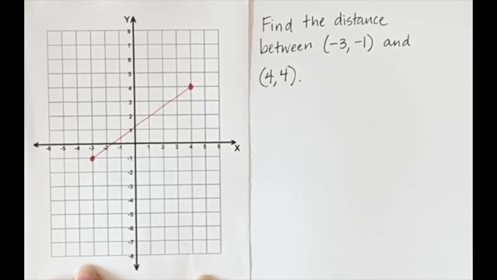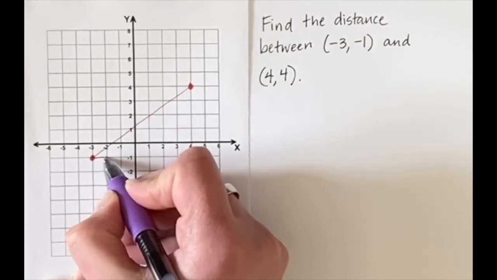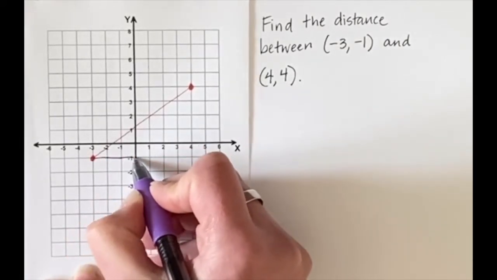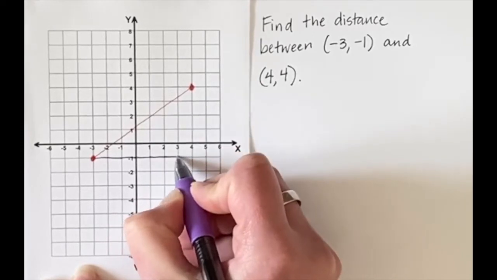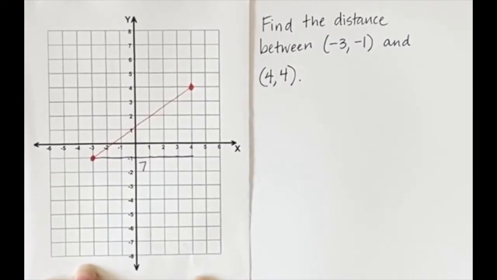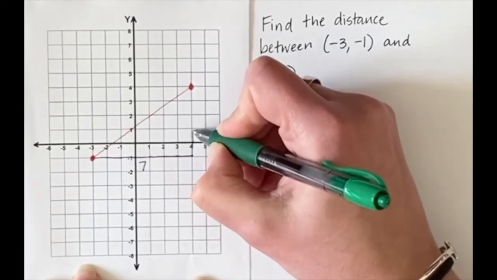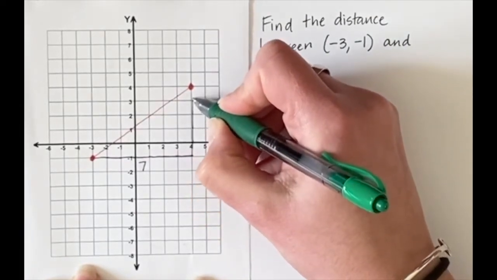I'm going to count how many I have to rise and how many I have to run. And that could be my different leg lengths. And then this red line, this distance, could represent my hypotenuse in the Pythagorean Theorem. So let's create our right triangle. From this point, I'm going to travel right 1, 2, 3, 4, 5, 6, 7 spaces. So this is a length of 7. And then I'm going to go up 1, 2, 3, 4, 5.